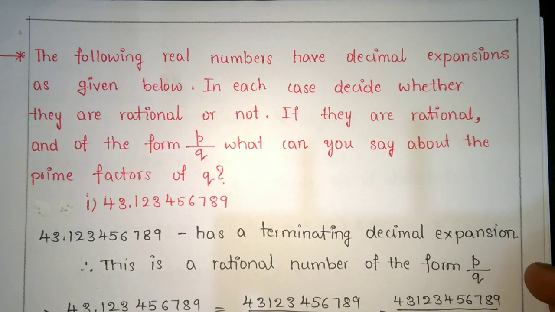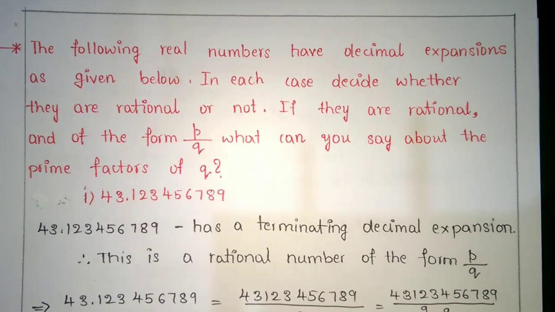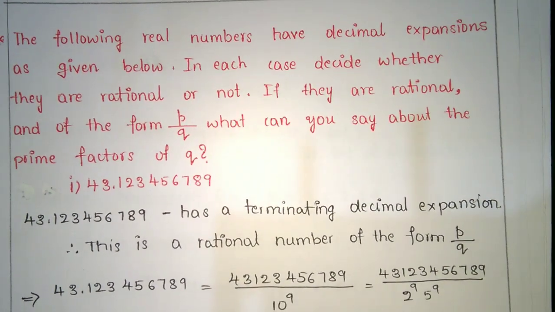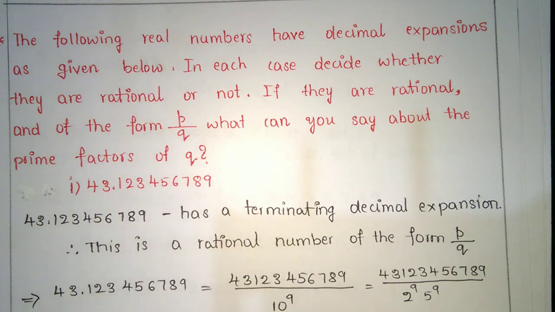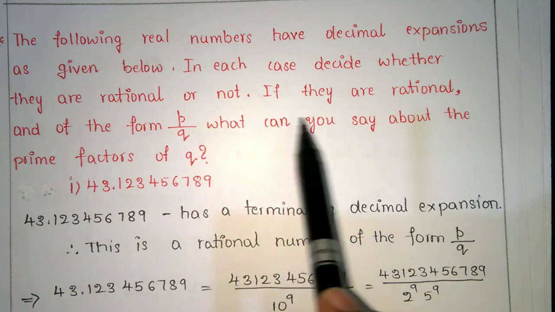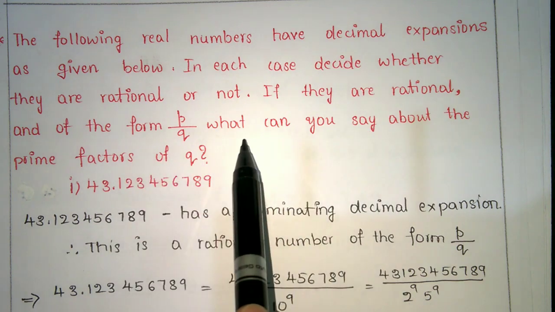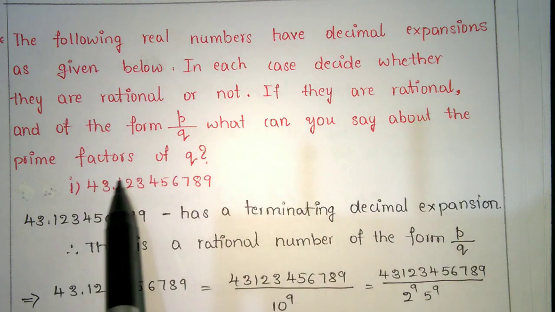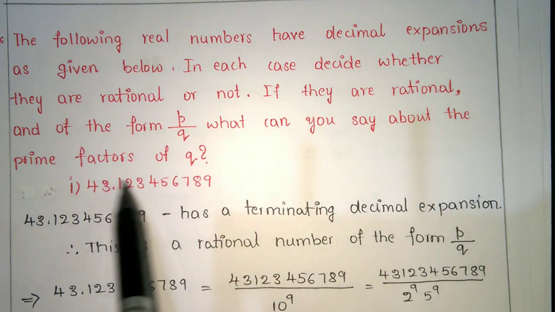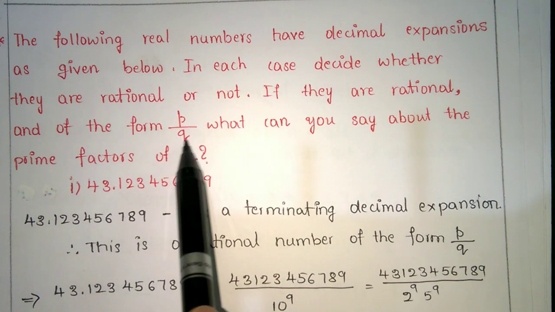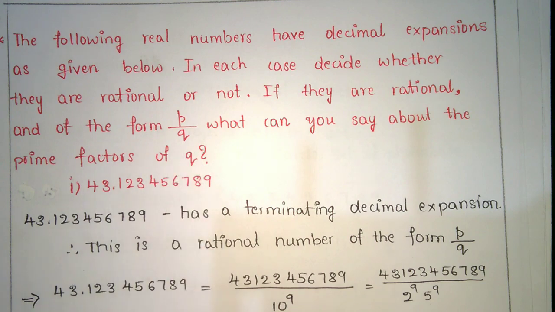So next, the following real numbers have the decimal expansions given below. In each case, we have to decide whether they are rational or not. If they are rational and of the form p by q, what can you say about the prime factors of q, the denominator?